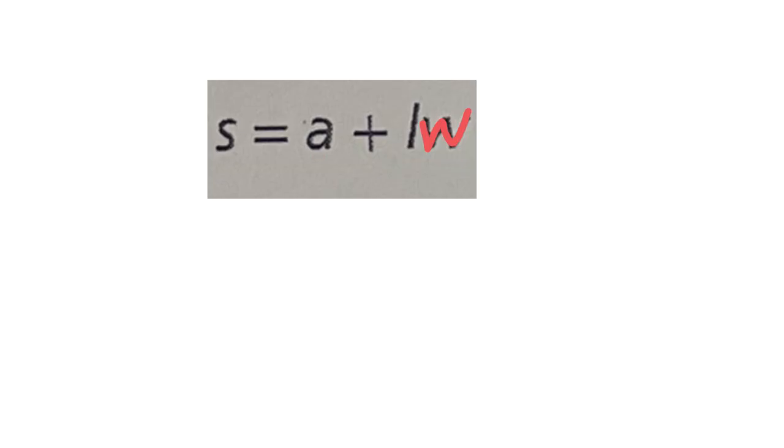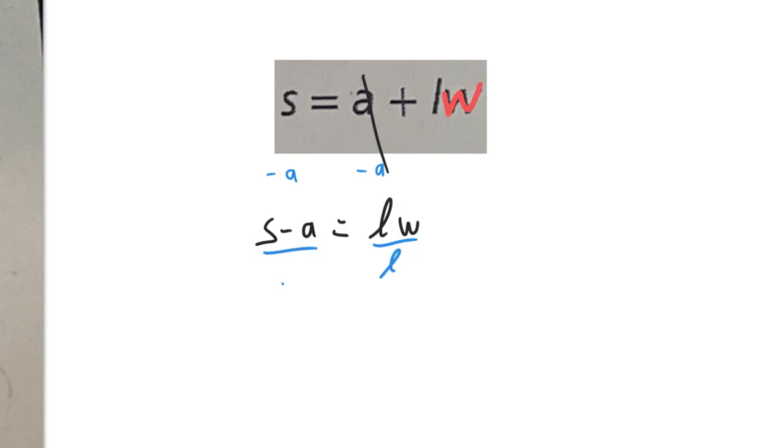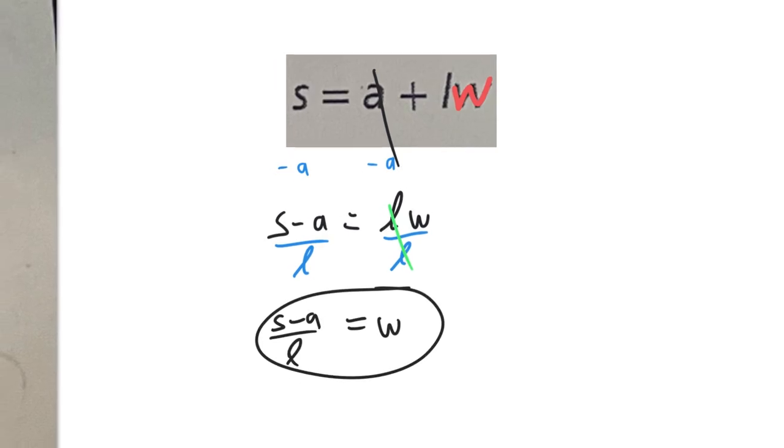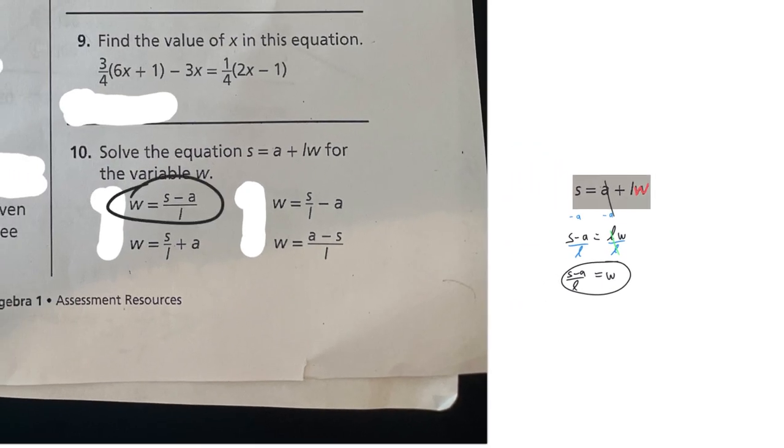So we start there. Of course, subtracting A from both sides, that would give us S minus A, and that would cancel. And then we would have LW. Of course, we want to get the W by itself, so we would have to divide both sides by L, and then you have W equals S minus A over L. And believe it or not, that's the answer. So this one right here.